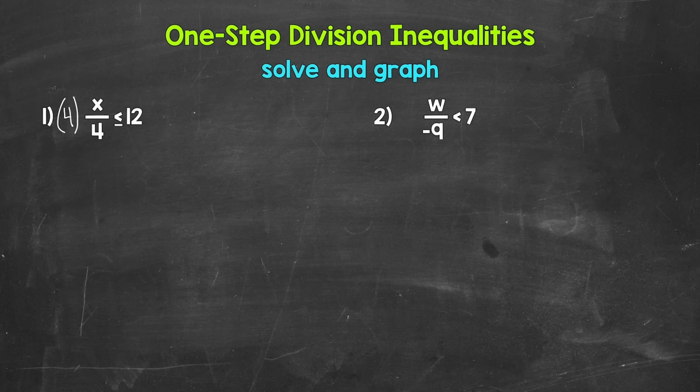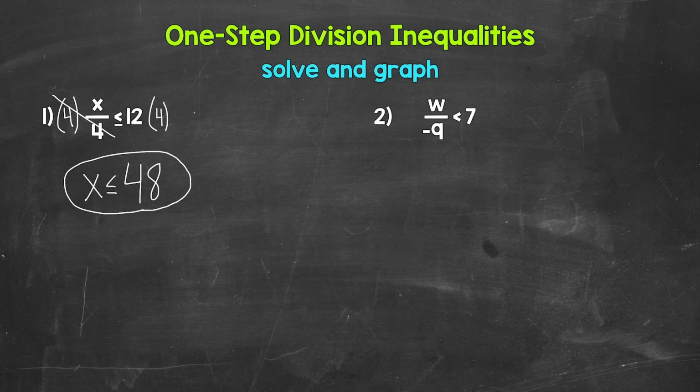Whatever we do to one side of an inequality, we must do to the other. So multiply the right side by 4 as well. Now on the left, these 4's cancel each other out. X is now isolated. So we have x is less than or equal to, and then on the right side, 12 times 4 gives us 48. So x is less than or equal to 48. That's our answer. So any value less than or equal to 48 is a solution of this inequality. It will make it true.